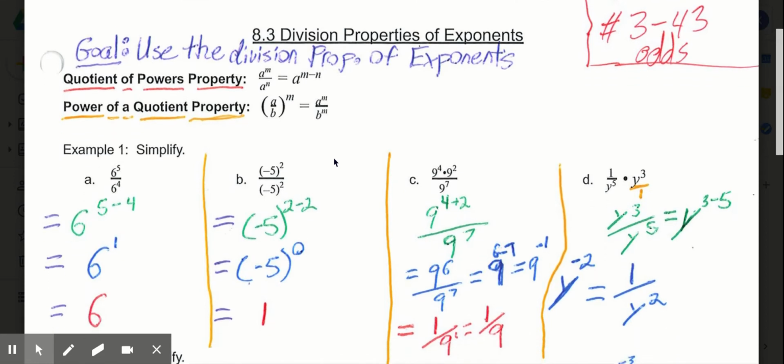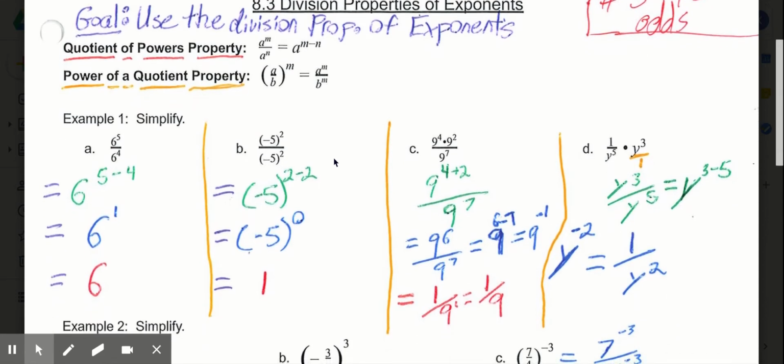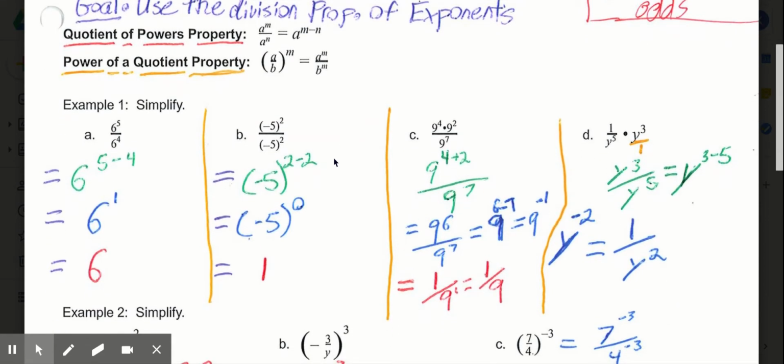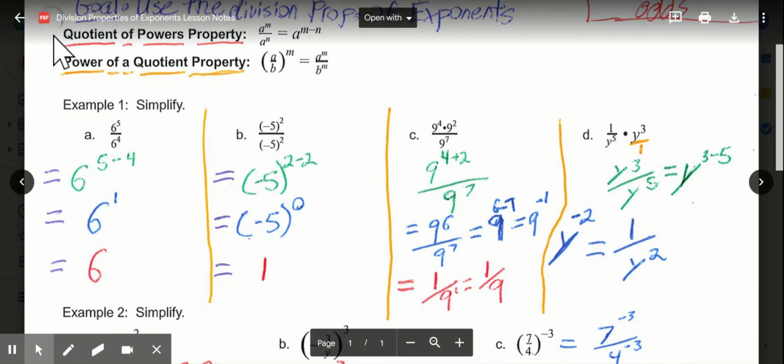So if we look at our examples here to try to make sense of these two rules, example 1, part A, we have 6 to the 5th power over 6 to the 4th. So we're going to use our quotient of powers property and subtract the exponents. 5 minus 4 is 1. So it'd be 6 to the 1st power, which is just 6.